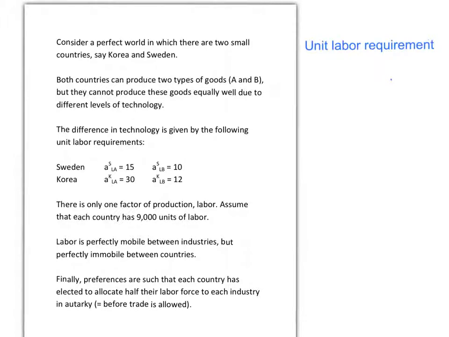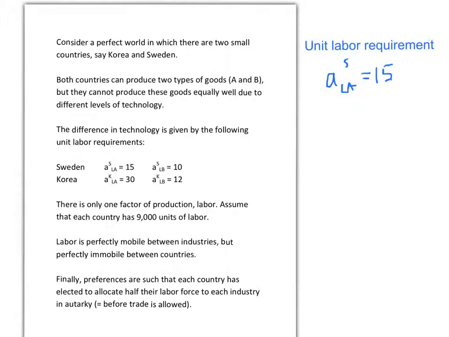In Sweden, the unit labor requirement for good A is 15. This means that it takes 15 units of labor to produce 1 unit of good A in Sweden. The unit labor requirement for the production of good B in Sweden is 10. That means it takes 10 units of labor to produce 1 unit of B in Sweden. And for Korea, the numbers are 30 and 12. So it takes 30 units of labor to produce 1 unit of A in Korea. It takes 12 units of labor to produce 1 unit of B in Korea.